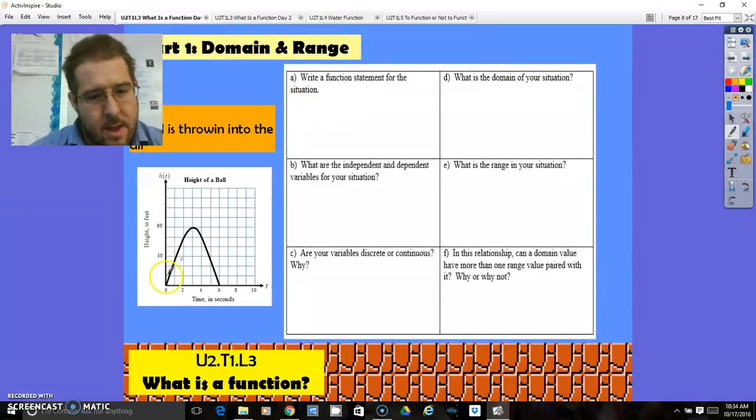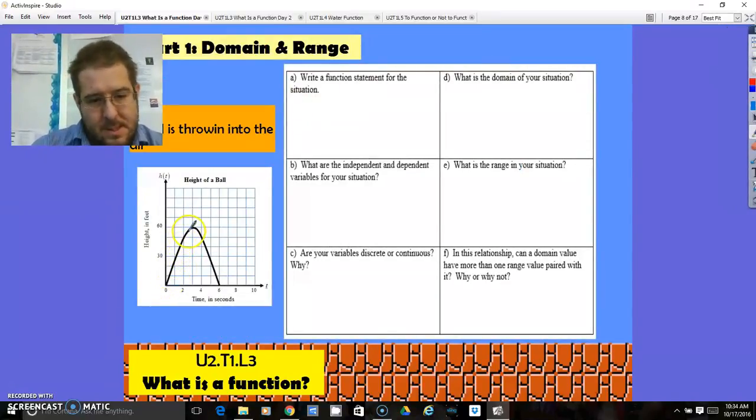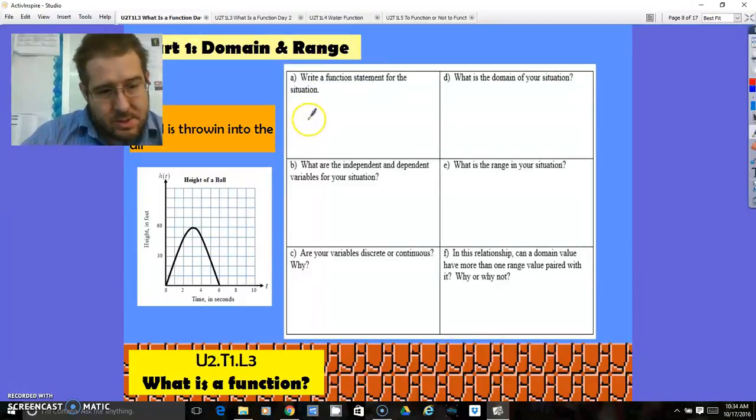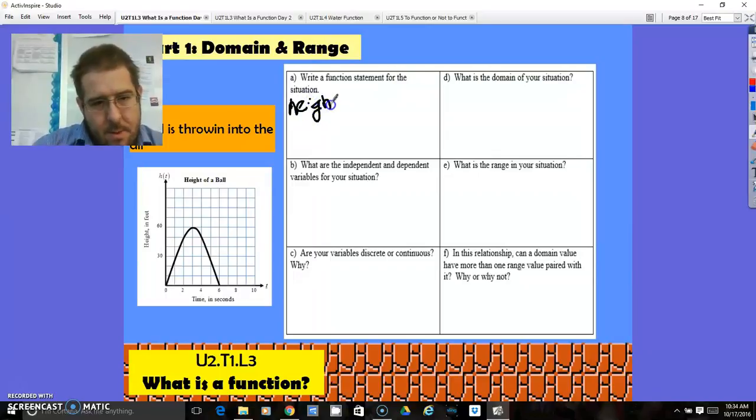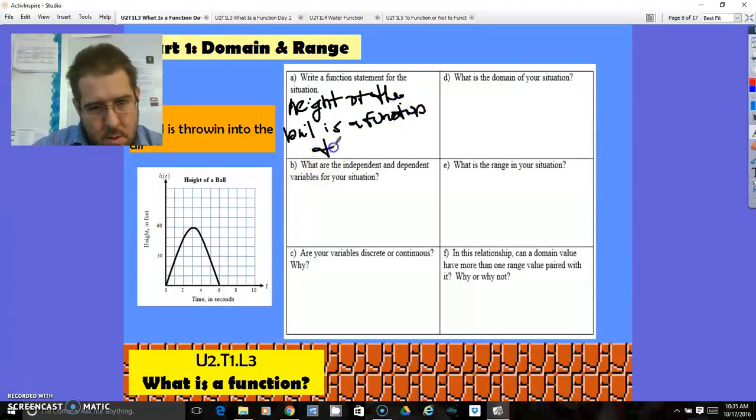All right, so here's a graph of throwing the ball up into the air, hits its highest mark, and that's the highest height in feet, and this is time in seconds. After 6 seconds, it hits the ground. Write a function for the statement of the situation. So that would mean that the dependent, which is the height of the ball, is a function of the time it's been in the air.